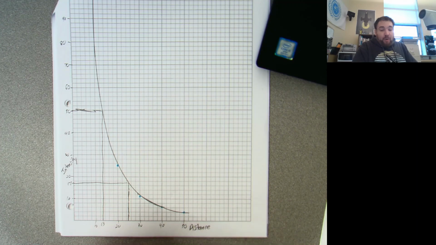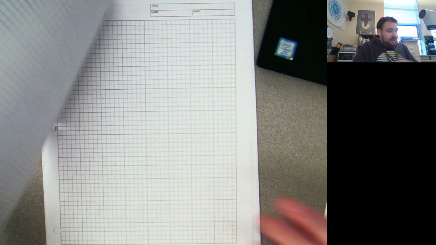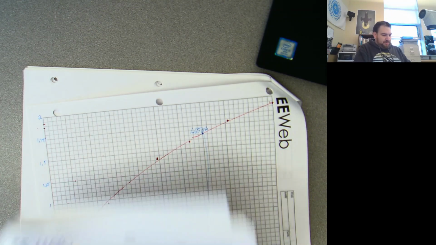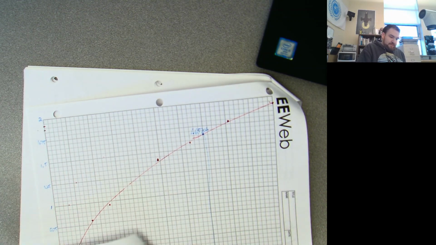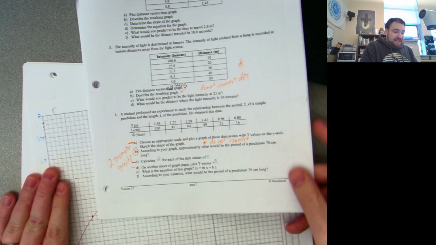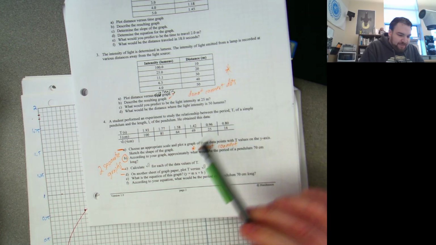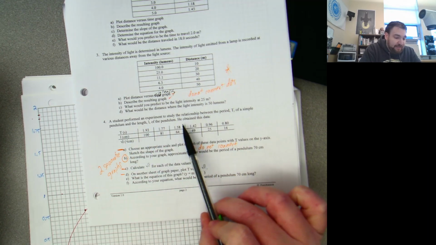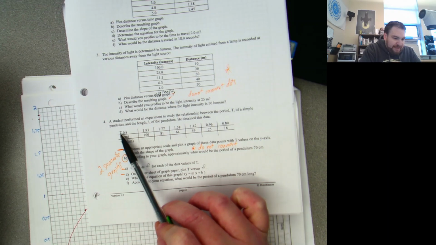So that was question 3. Question 4 is going to be similar, because if you graph question 4, where is my question 4? So here's my question 4. Question 4 looks like this. A student performed an experiment to study the relationship between the period T of a simple pendulum and the length L of the pendulum, and he obtained this data. So the period and the length.